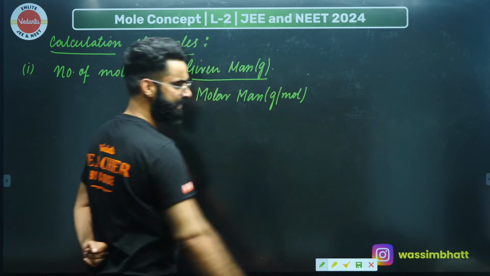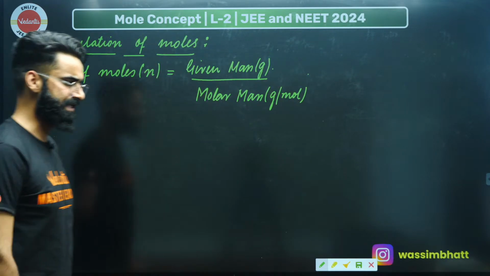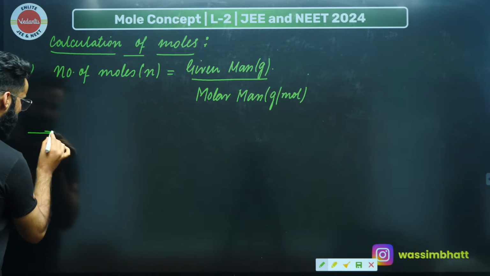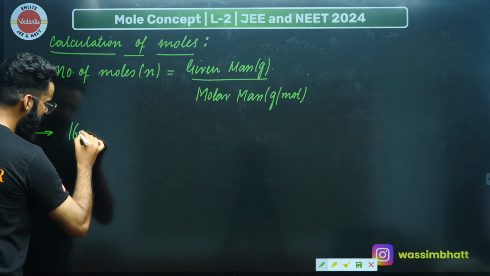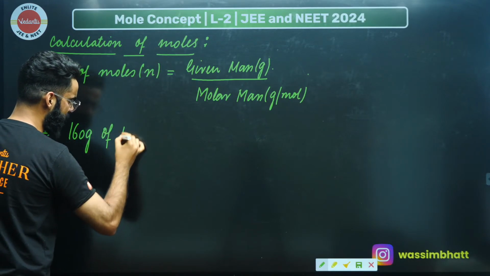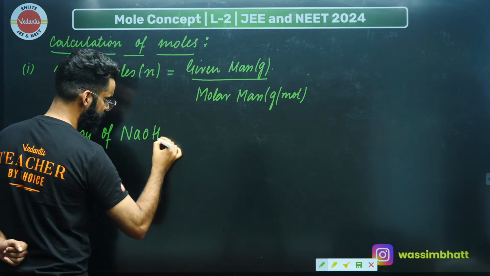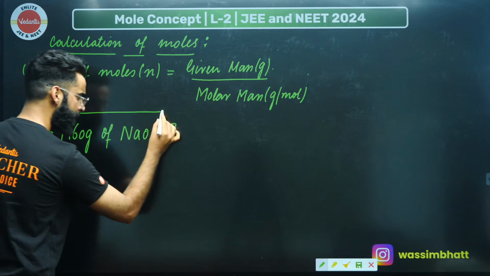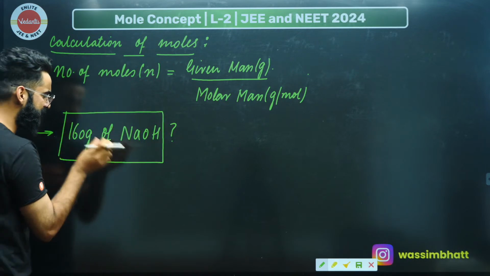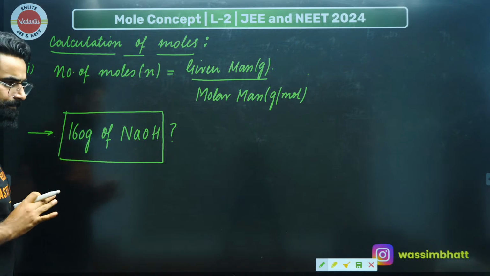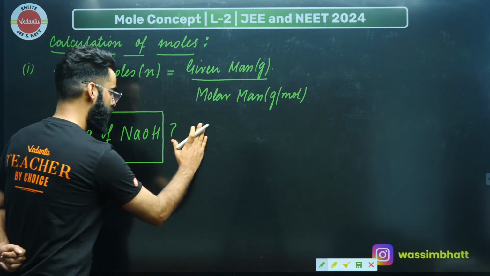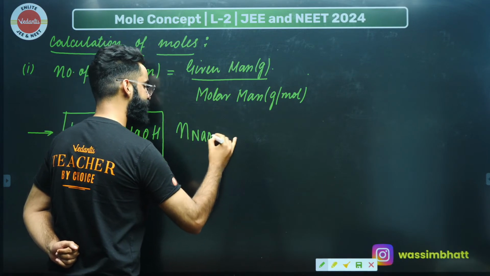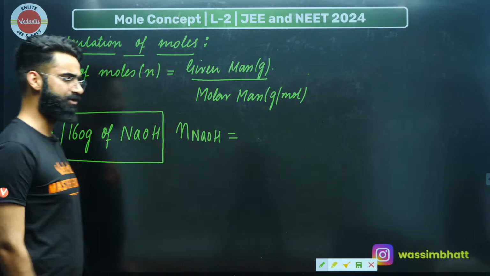How do we use this expression? Understand what I'm going to talk about. For example, I'm writing 160 grams of NaOH. I have a container, and in this container I'm keeping 160 grams of NaOH. I need to know how many moles of NaOH are there in the container.